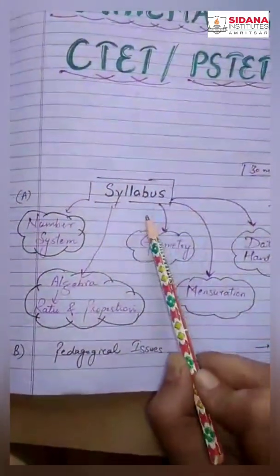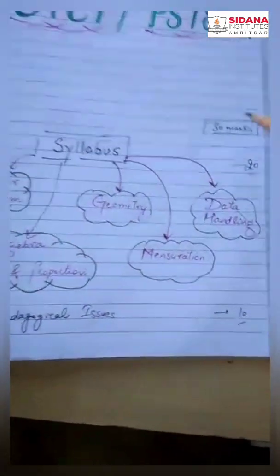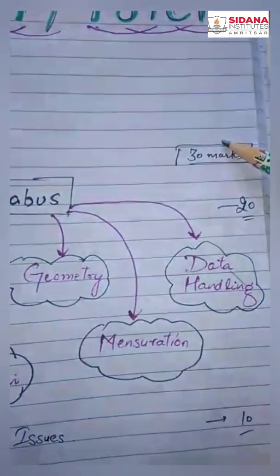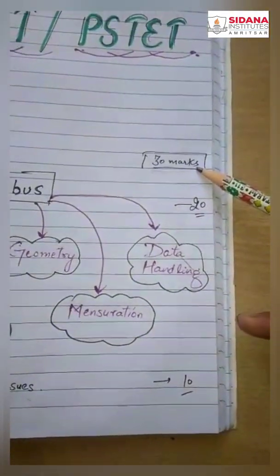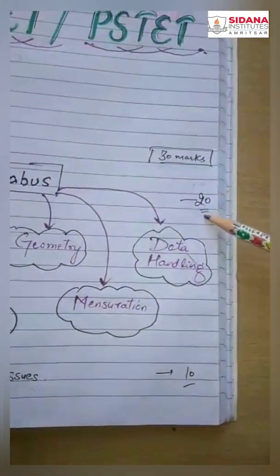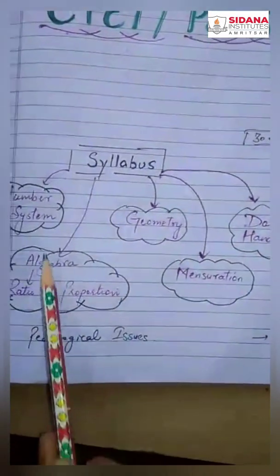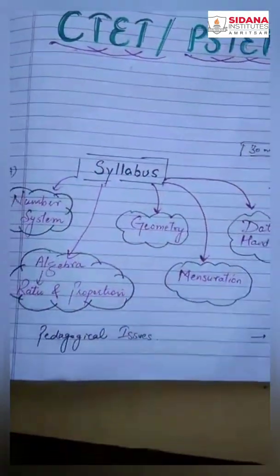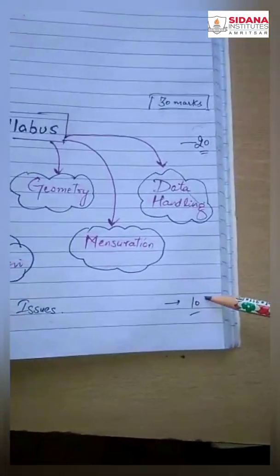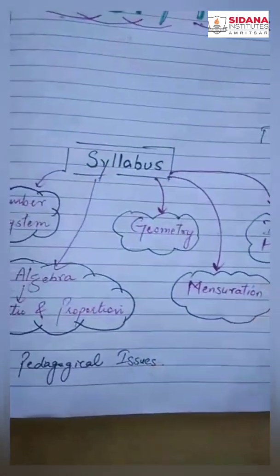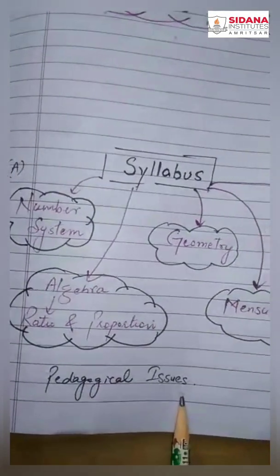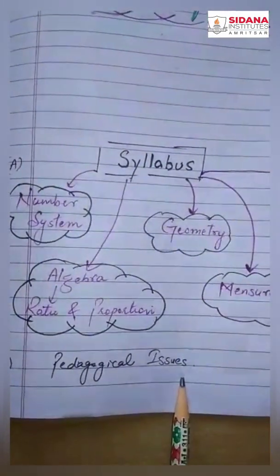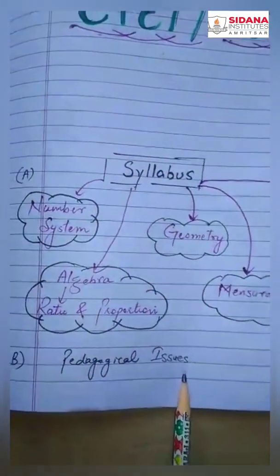So starting from the syllabus discussion, like in the science session, the total paper will be of 30 marks. This is further divided into portions, meaning the 20 marks paper will be from the different units or chapters of the syllabus, and the 10 marks paper will be from the pedagogical issues. The issues related to the teaching of mathematics will be discussed separately in a separate video.